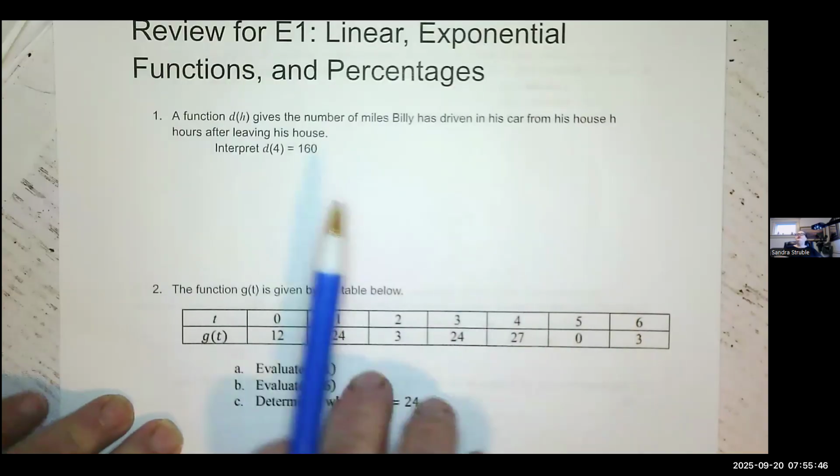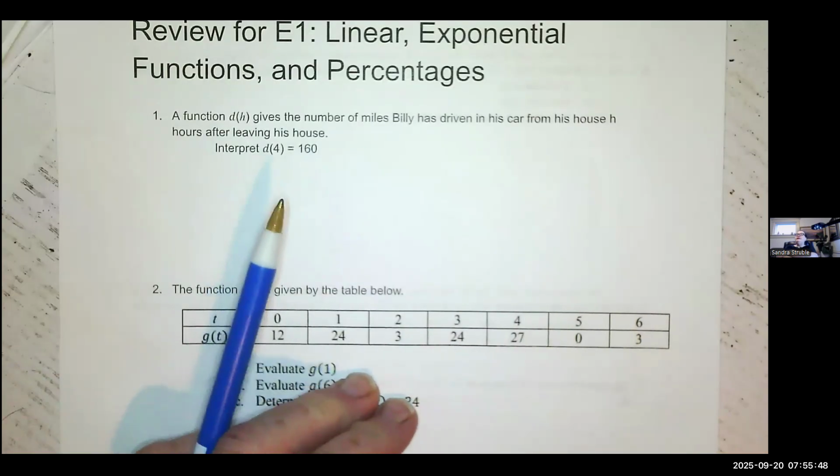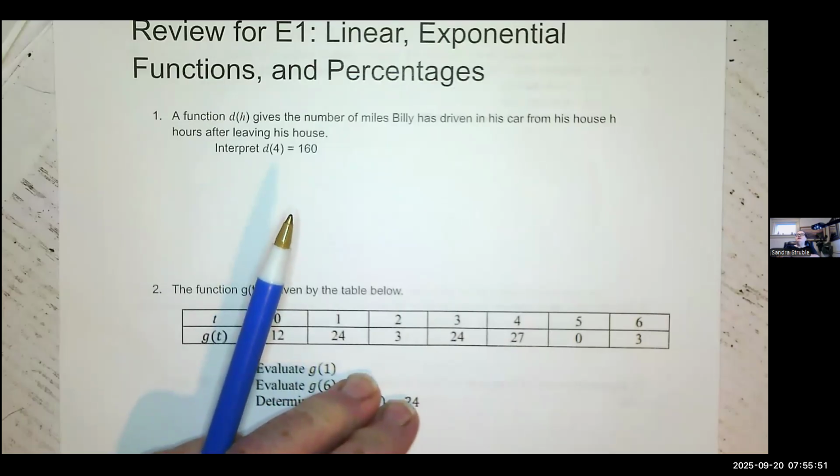Hey, let's cover the review for exam one. This is covering linear functions, exponential functions, and percentages.